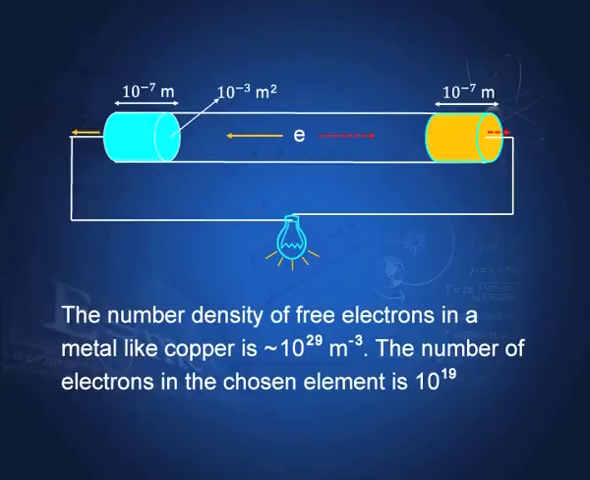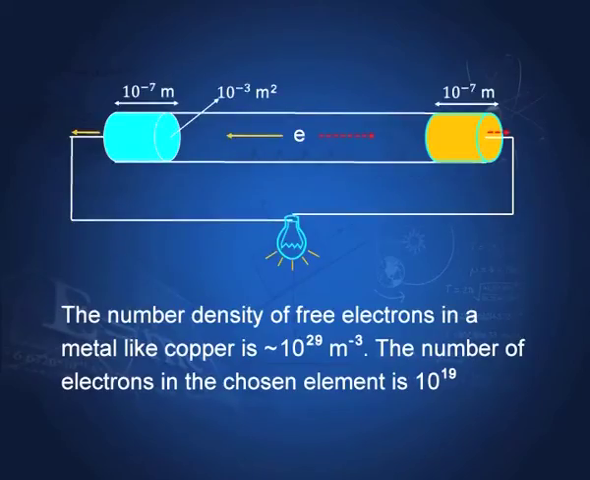Now, the number density of free electrons in a metal like copper, so suppose we have a copper wire, is 10 to the power 29 per meter cube, m to the power minus 3. Therefore, in this volume of 10 to the power minus 10 meter cube, the number of electrons would be 10 to the power minus 10 into 10 to the power 29, that is 10 to the power 19. So, the number of electrons in this volume is 10 to the power 19.